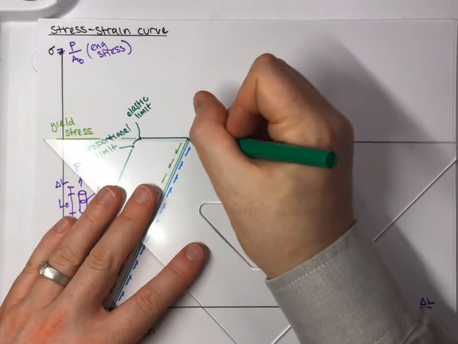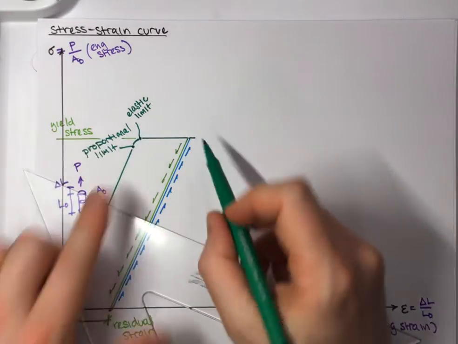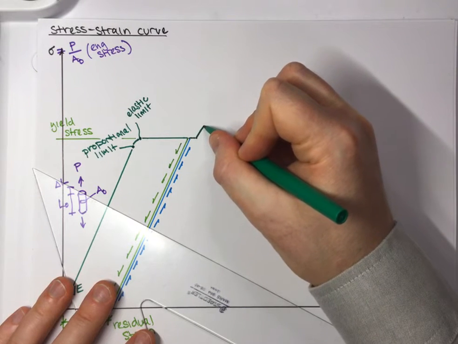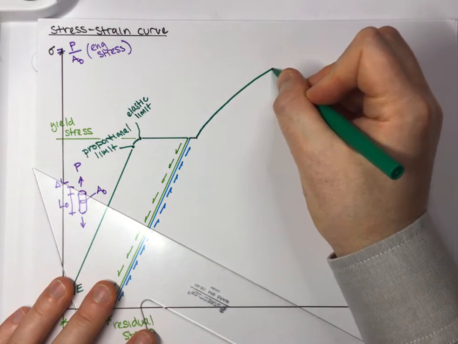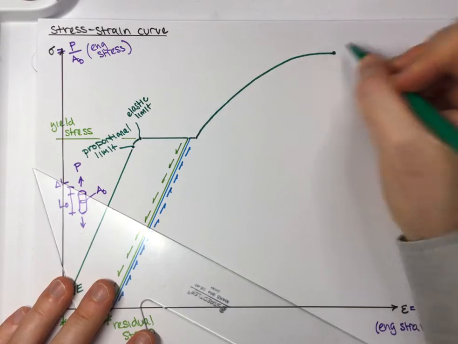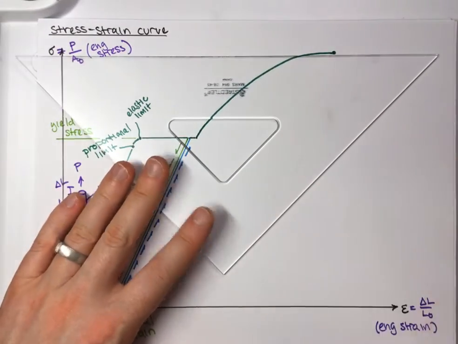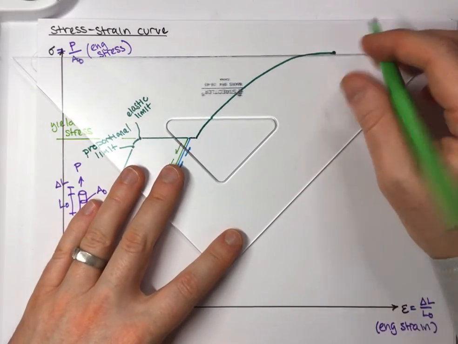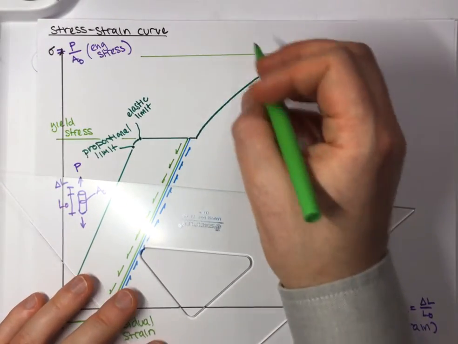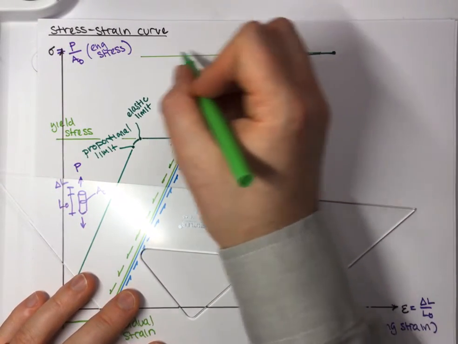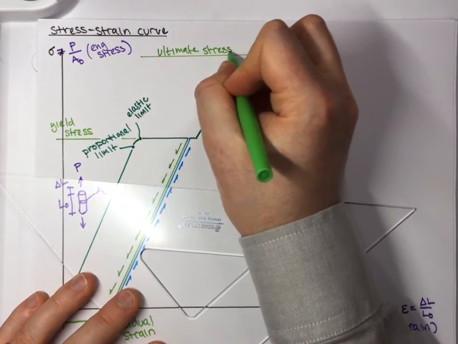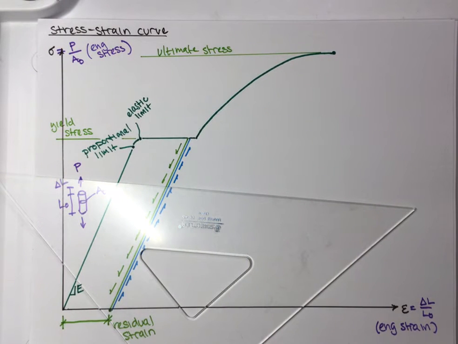So now I'm back on my curve, and what's going to happen is I might go a little bit further on my yield plateau. That's this region here. And then you'll start to see what we call strain hardening. So now the stress is going to go back up, and it's going to come up to some point here. I might have drawn it a little too high, but this is going to be our peak stress, and we're going to call that the ultimate stress. So this is the largest stress that the material can sustain.